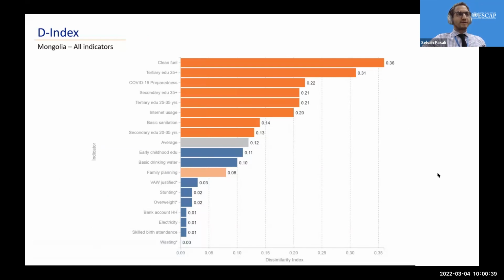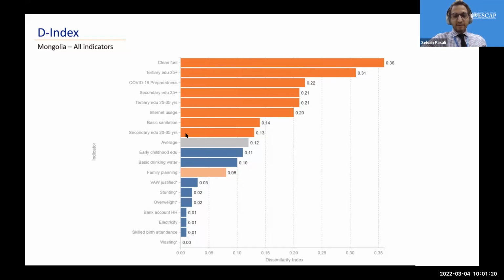So here you see all the 16 indicators for which we have data in Mongolia in 2018, and we show their D index. There are 8 indicators in dark blue with very low inequality, showing the positive side in Mongolia in these SDG indicators. On the other side, there are 8 indicators in dark orange, where inequality is higher and access is lower. This is relative to the average D index across all indicators, of course.